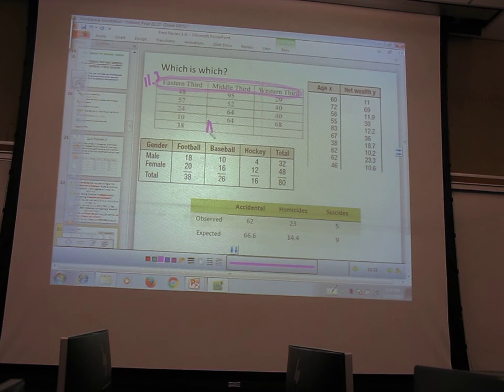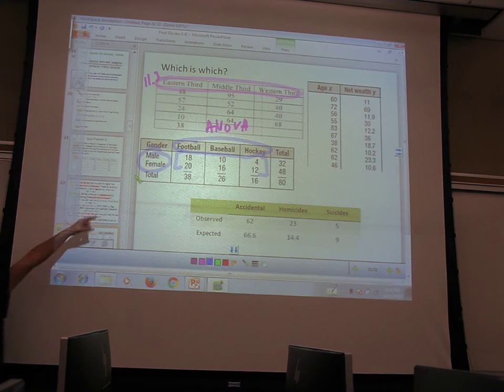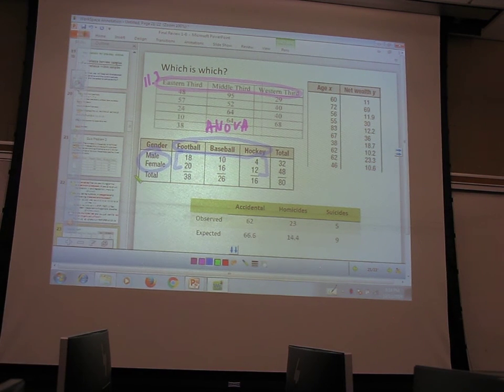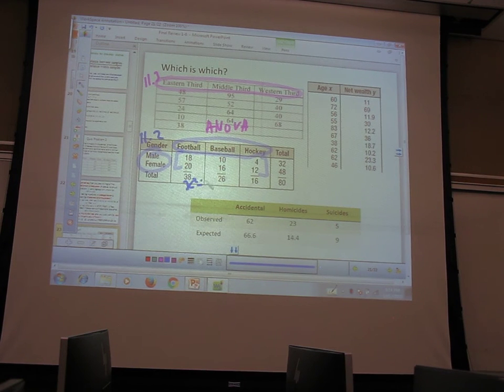How about the one right below it? 11.2. That one would be the matrix thing. Yeah, the matrix. What makes you say that? Because there's columns and rows. Yeah, because you have categories here and categories here. And male, female are categories. Everybody understand that? Good. So this one is a chi-squared matrix. 11.2, chi-squared matrix.